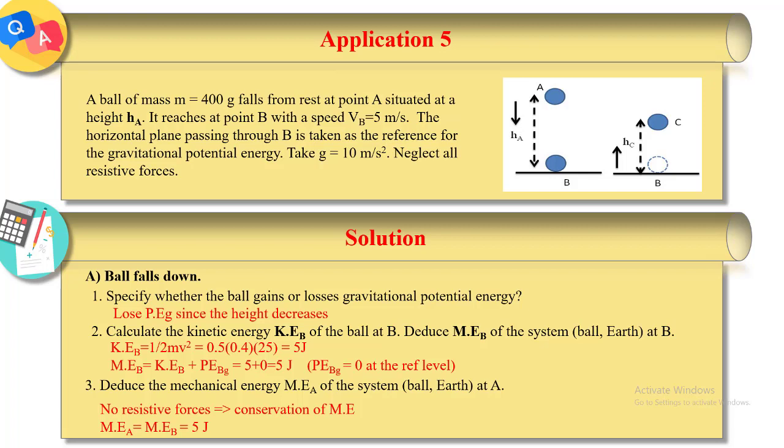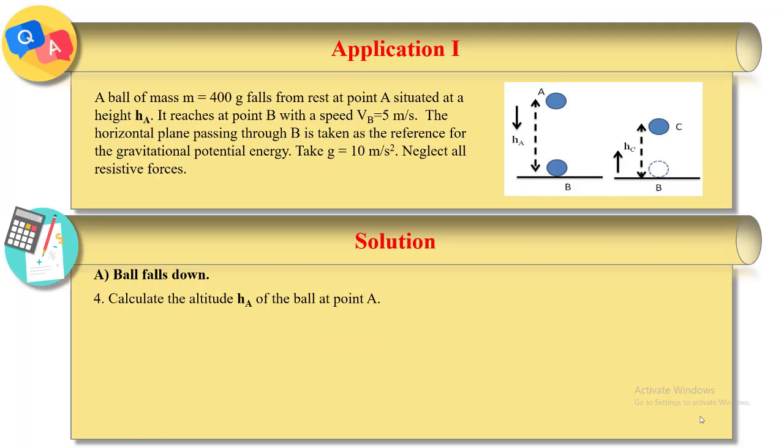So the value of the mechanical energy at A is equal to 5 joule. The next question is to calculate the altitude HA of the ball at point A. In order to find HA, we have to calculate the gravitational potential energy at point A. We know that the mechanical energy at point A is equal to the kinetic energy at point A plus the gravitational potential energy at point A.